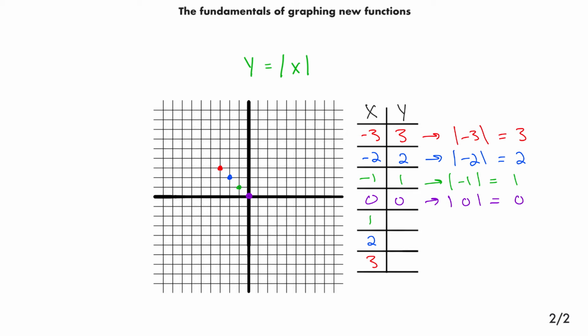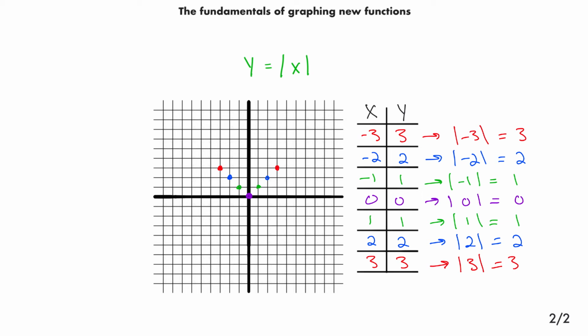And then if you plug in 1, absolute value of 1. 1 is already positive, so it stays positive. Right 1, up 1. Then you plug in 2. Absolute value of 2 is equal to 2. Right 2, up 2. And then you plug in the 3. Absolute value of 3 is 3. So you're going to go right 3, up 3.